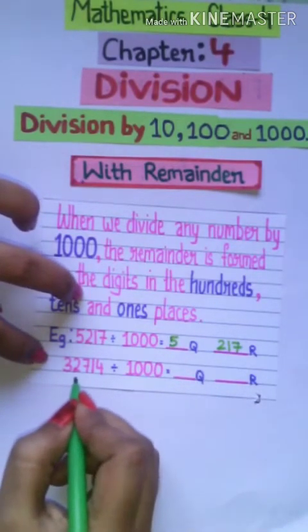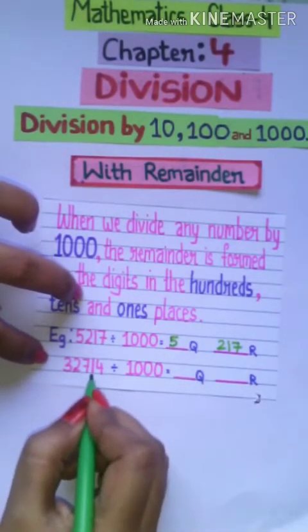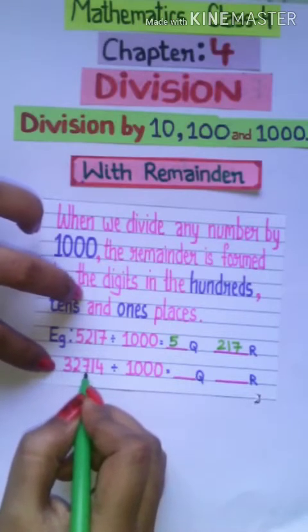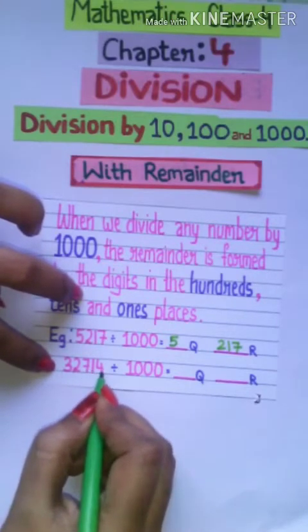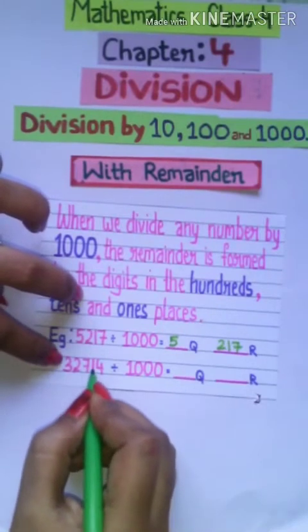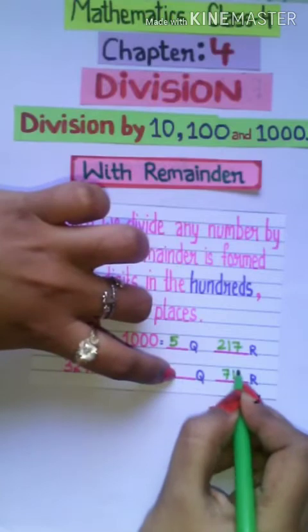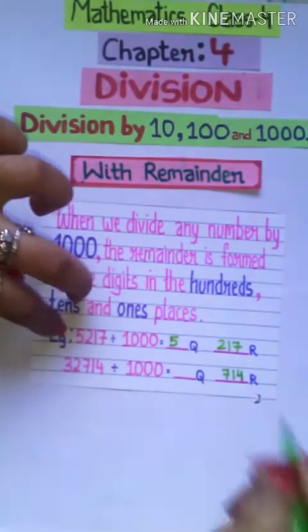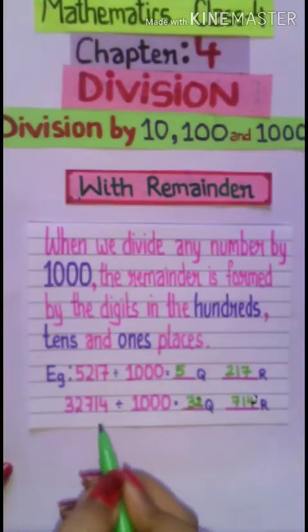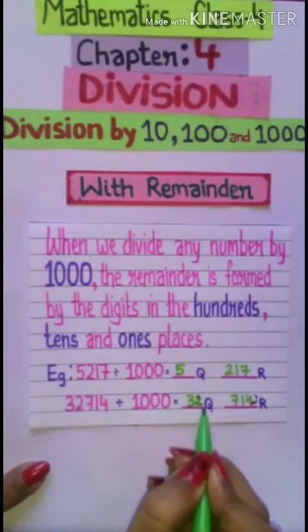Similarly, here 32,714, the digits in the hundreds, tens and ones place, that is 7, 1 and 4. 714 will be our remainder, and 32 will be our quotient.